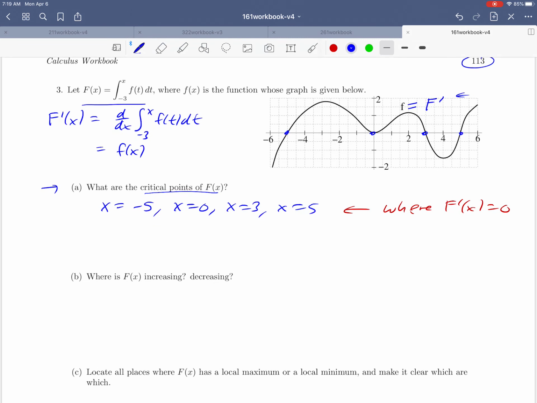Let's move on to part B here. So this asks us, where is capital F of x increasing and decreasing? Okay, well, we don't have a graph of capital F. What we have is a graph of the derivative. So we need to think about, how do we figure out where a function is increasing or decreasing based on its derivative? Let's start with the increasing part of that. Okay, well, we've been down this road before. A function is increasing where its derivative is positive.